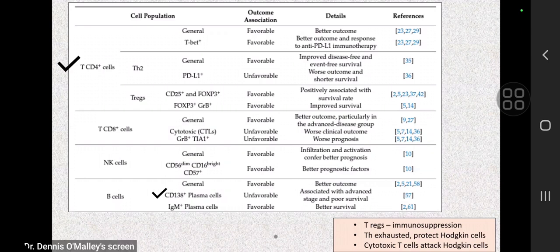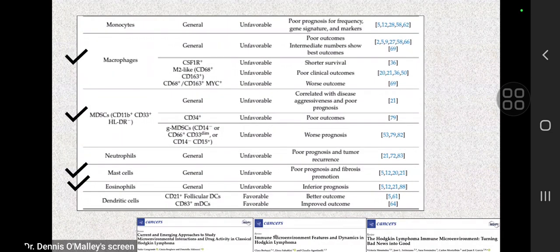Remember, T regulatory cells are going to immunosuppress. The T helper cells are going to be exhausted, thereby providing that protective coat around the Hodgkin cells. And in general, cytotoxic anti-tumoral CD8 positive cells will be attacking the Hodgkin cells. Monocytes in general are unfavorable. And again, I suspect that has something to do with those myeloid-derived suppressor cells. Macrophages in general are unfavorable. Myeloid-derived suppressor cells unfavorable. Neutrophils unfavorable. Mast cells unfavorable. Eosinophils unfavorable. And dendritic cells, so that's follicular dendritic cells.